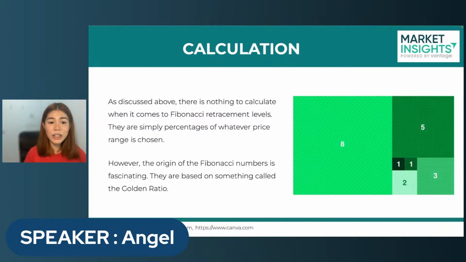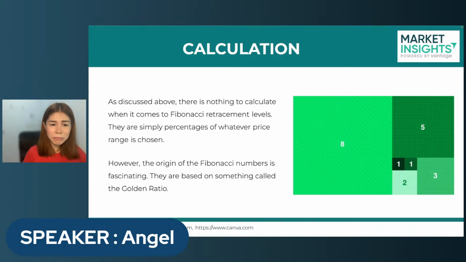Calculation. So how do we calculate the Fibonacci sequence? As discussed earlier, there is nothing to calculate when it comes to Fibonacci retracement. These are simply percentages of whatever price range is chosen. However, the origin of the Fibonacci numbers is fascinating. They are based on something called the golden ratio. Right. So let's focus on this picture here. This is an easier way to explain what a golden ratio is. I'm not a math fan. I'm not a math genius either, but this is the easiest way for me to explain what the golden ratio is.